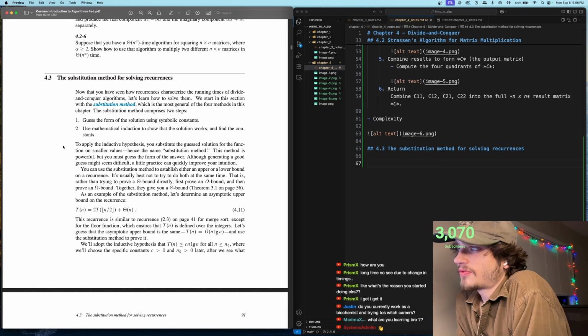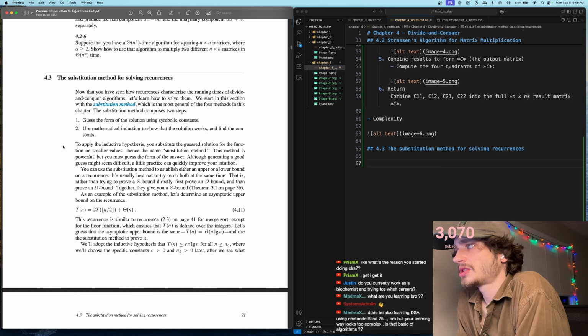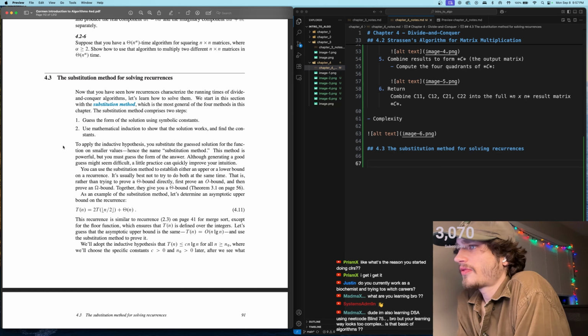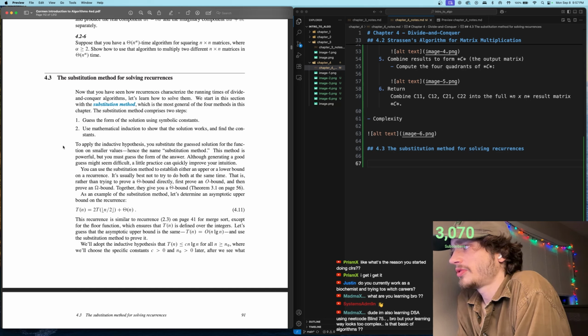Number 1, guess the form of the solution using symbolic constants. Number 2, use mathematical induction to show that the solution works and find the constants. To apply the inductive hypothesis, you substitute the guessed solution for the function on smaller values, hence the name substitution method. This method is powerful, but you must guess the form of the answer. Although generating a good guess might seem difficult, a little practice can quickly improve your intuition.